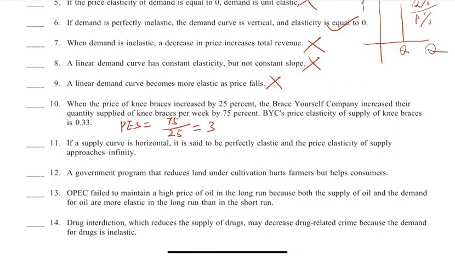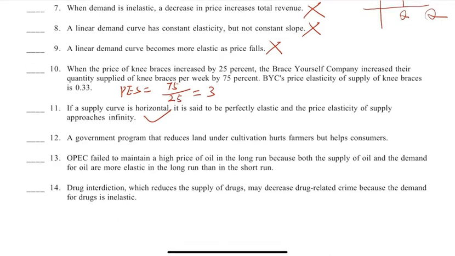If a supply curve is horizontal, it is said to be perfectly elastic, and the price elasticity of supply approaches infinity. This one is correct. And if you want to know why, you can check the lecture note because we have an exact picture which shows you the supply curve is horizontal and the price elasticity of supply equals infinity.